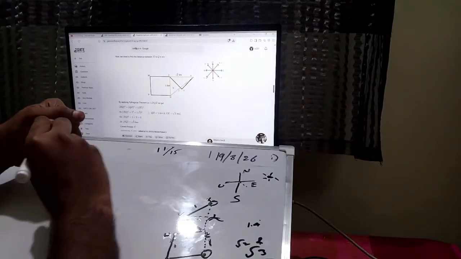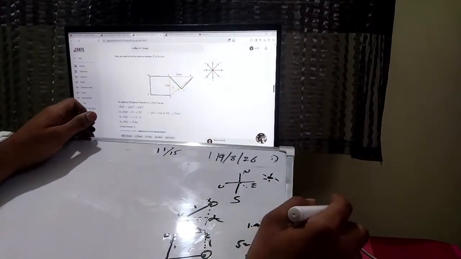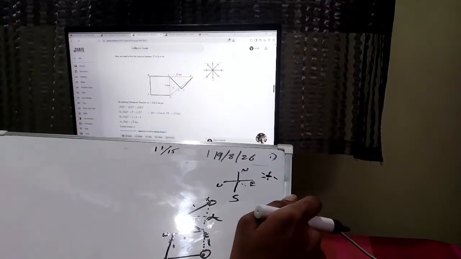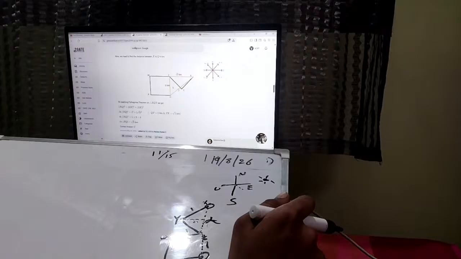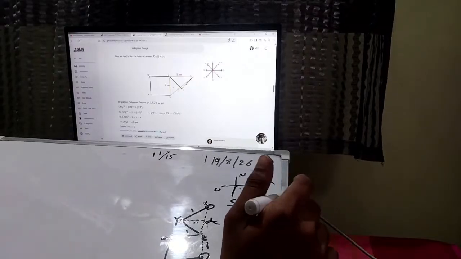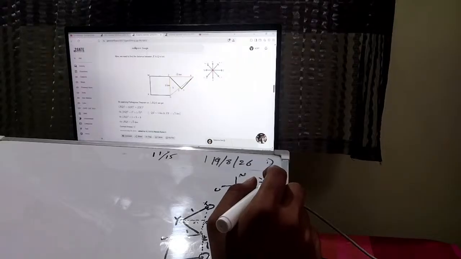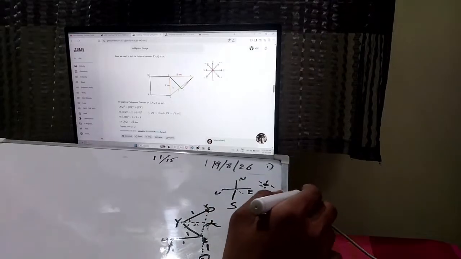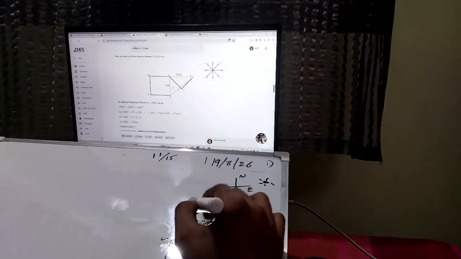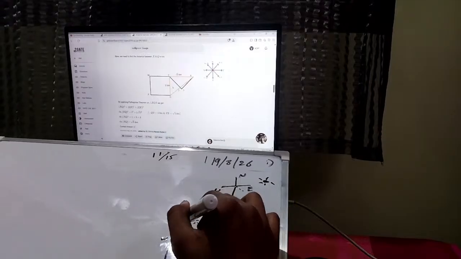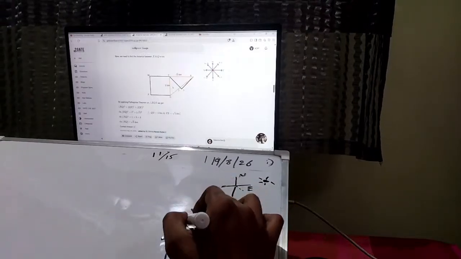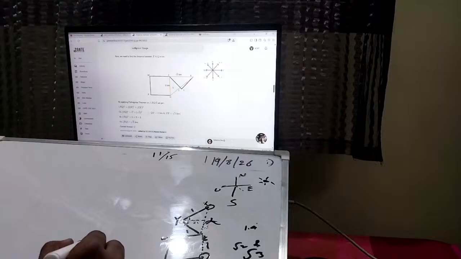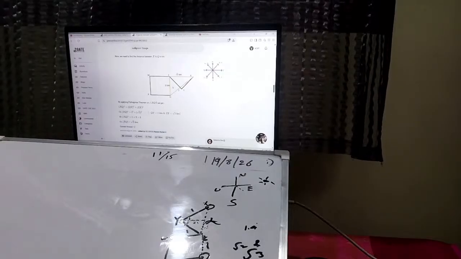Root 2. Okay, they have found this to be root 2. How are they found? This must be 45, right? If we see this sine, this will be 45. Simply, sin 45 is opposite over adjacent. So what was sin 45?